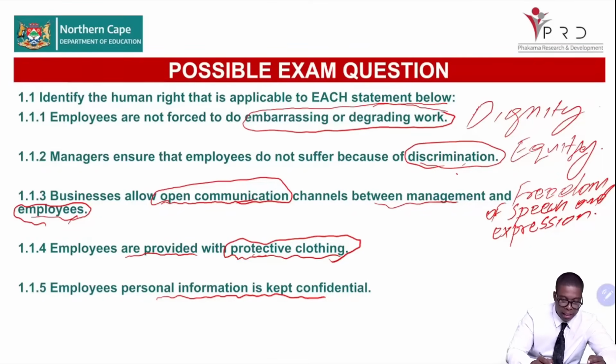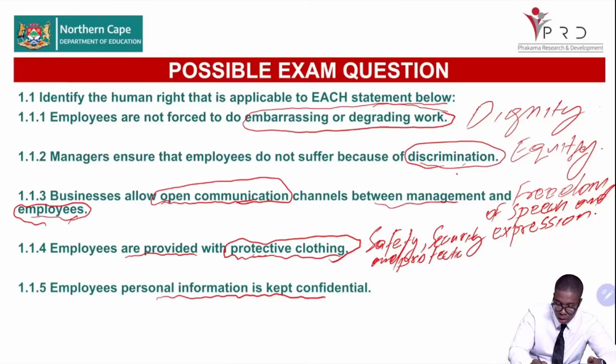Then the idea of employees being provided with protective clothing. This is a human right we call safety, security, and protection of life. Then when we say employees' personal information is kept confidential, that talks to the right to privacy.